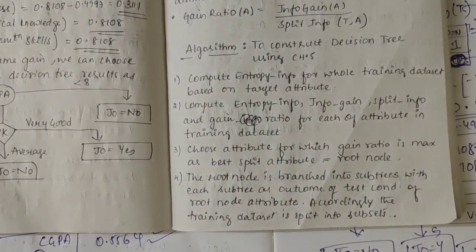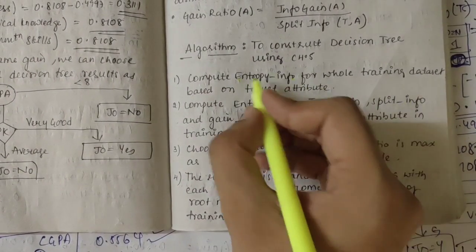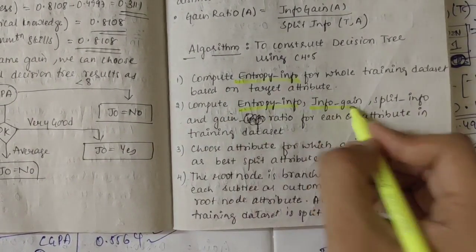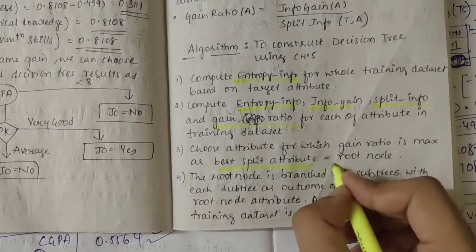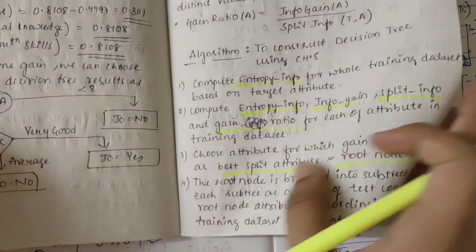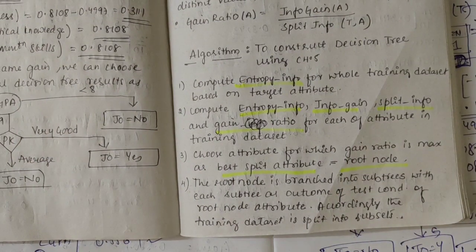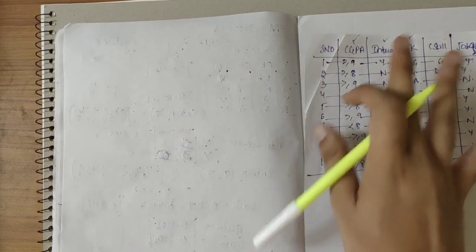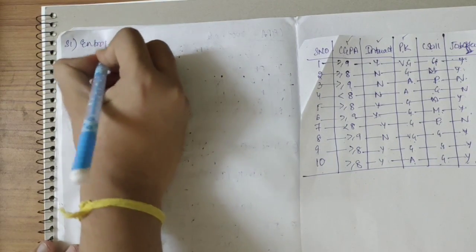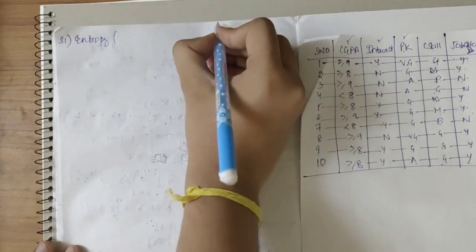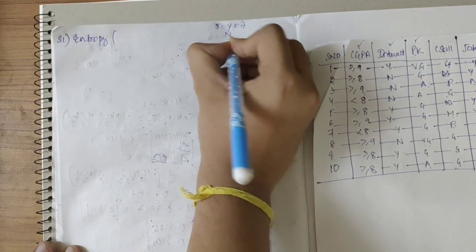Coming to this part, let us look into the algorithm. Firstly, we need to compute the entropy info for the whole data set, and then compute info gain, split info and gain ratio for each attribute. After that, the best split attribute would be the root node, and further these operations need to be continued. So now let's look into a question. We'll solve the question. Consider the same data set which is given. I'll start from the first step, that is to compute the entropy of job offer. So entropy of job offer, here when job offer is yes, I have 7, and no, it is 3.